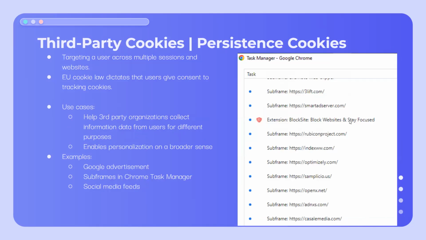And there's also a second category of persistent cookies, third-party cookies. They track users across multiple sessions and multiple websites. Fortunately for users, the European Union cookie law dictates that users have to give consent to those tracking cookies. When you're on a website, you have to see a cookie prompt where you give consent for the website to have tracking cookies on you. That's the European Union cookie law.